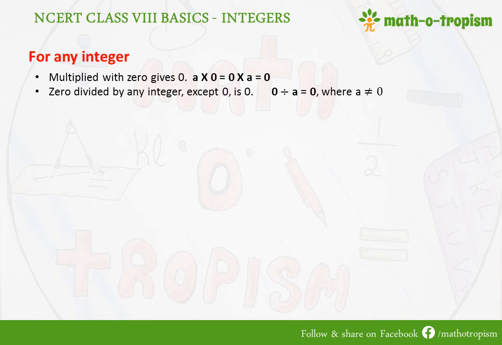When 0 is divided by any integer except 0, the answer will again be 0. And division by 0 is not defined. There is no answer for that. So remember, when we multiply with 0, the answer is 0. When we divide 0 by an integer, the answer is 0.